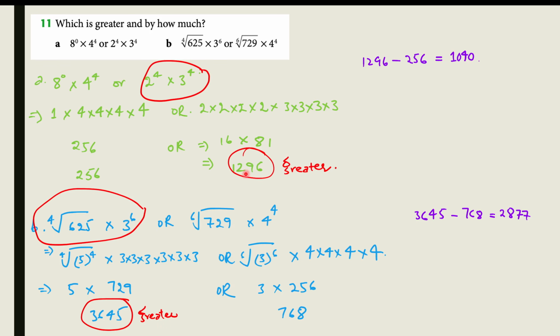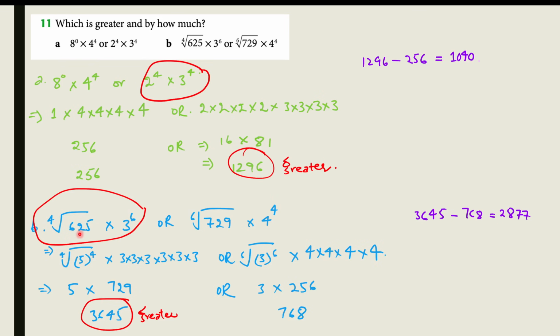Now comes the comparison part. We compare the two values. The first expression is 256. The second expression is 1296. Since 1296 is greater than 256, the second expression is greater. To find by how much this expression is greater, we subtract the smaller value from the larger value. So in here, 1296 minus 256, we get 1040. Therefore, the second expression is greater by 1040.